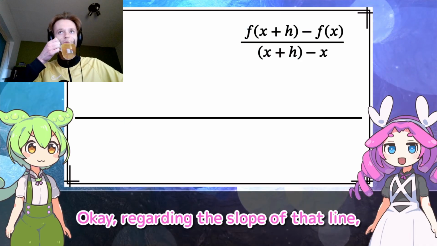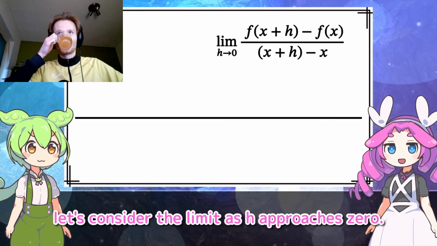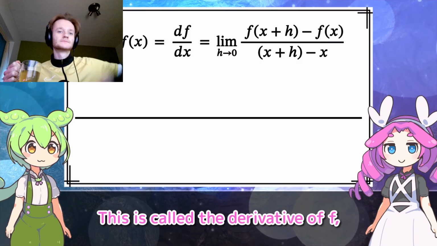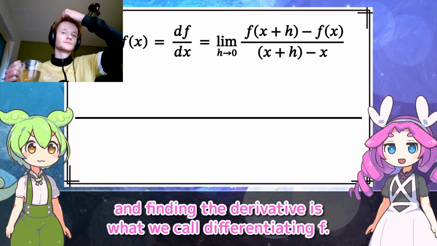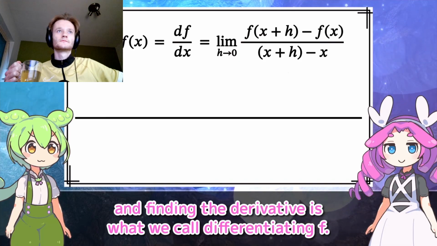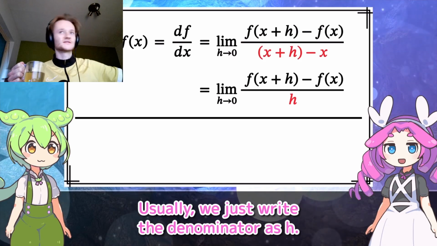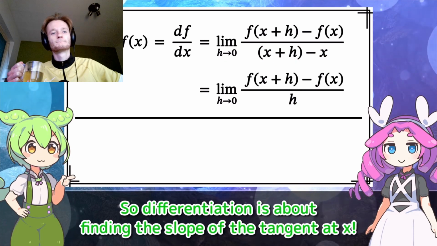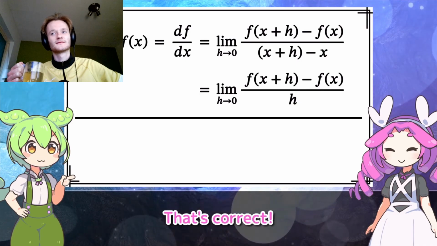Okay, regarding the slope of that line, let's consider the limit as h approaches 0. This is called the derivative of f. And finding the derivative is what we call differentiating f. Usually, we just write that. Yeah, that's the definition of the derivative. Oh, right, I remember that. So differentiation is about finding the slope of the tangent at x. That's correct.